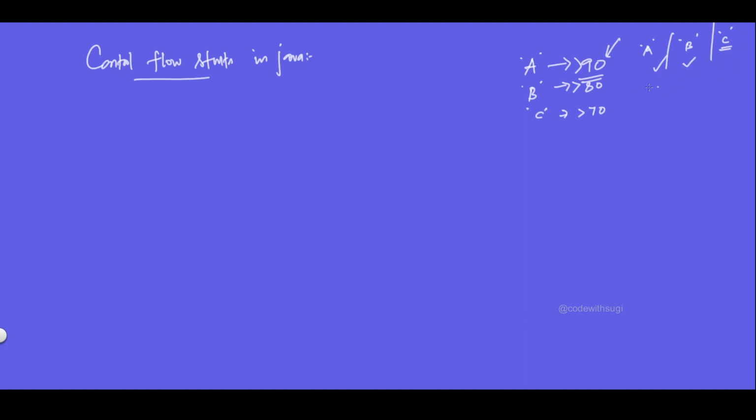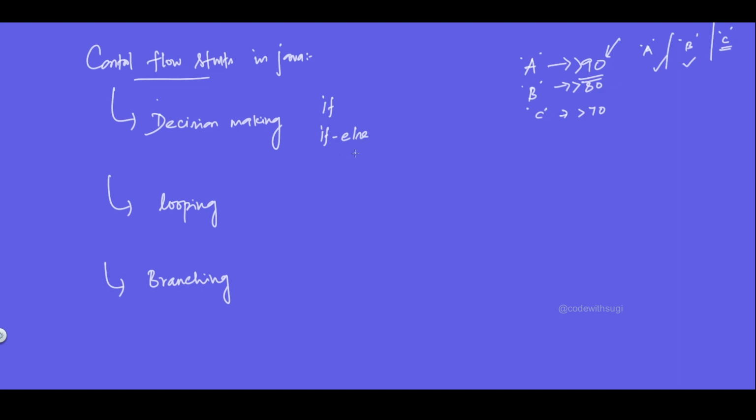To perform all these kinds of condition checks, we will use control flow statements. The control flow statements are divided into three types. The first one is decision making. The second type is looping. The third type is branching. Examples for the decision making statements are if, if else, and nested if. These three we use to say decision making.